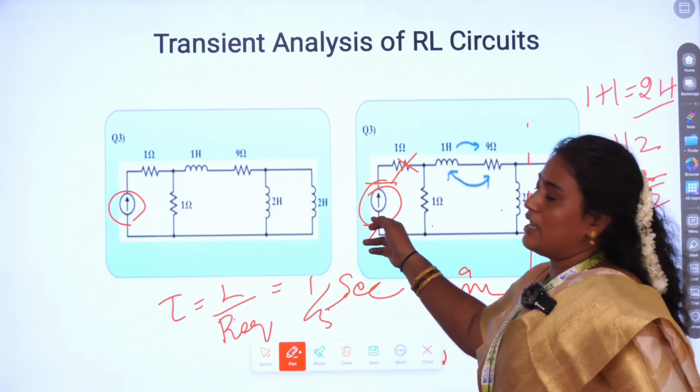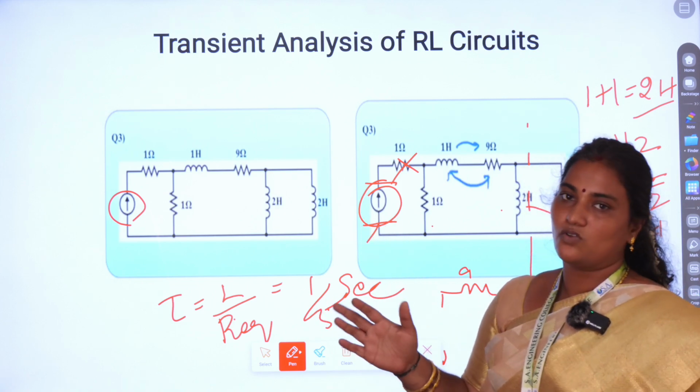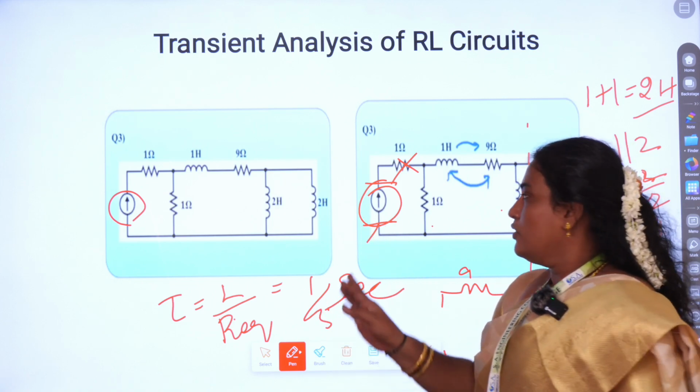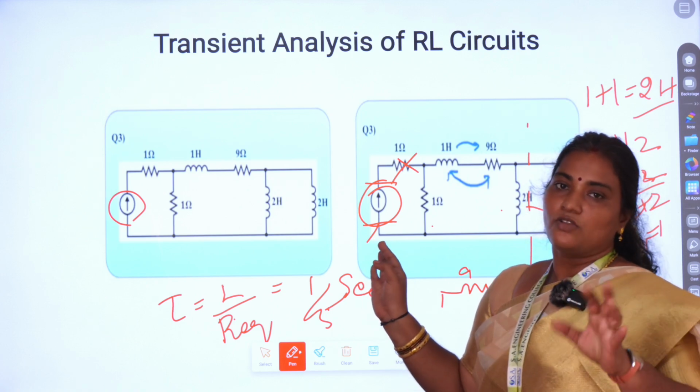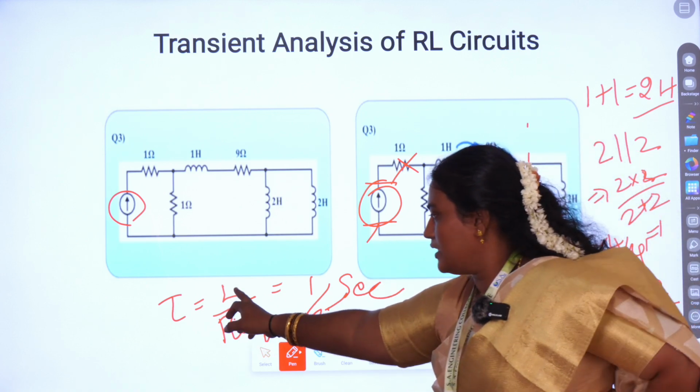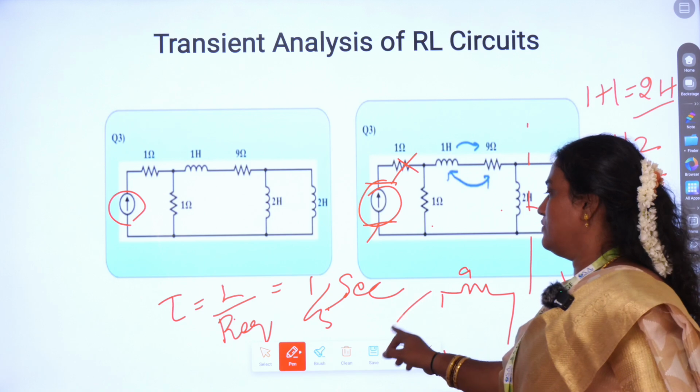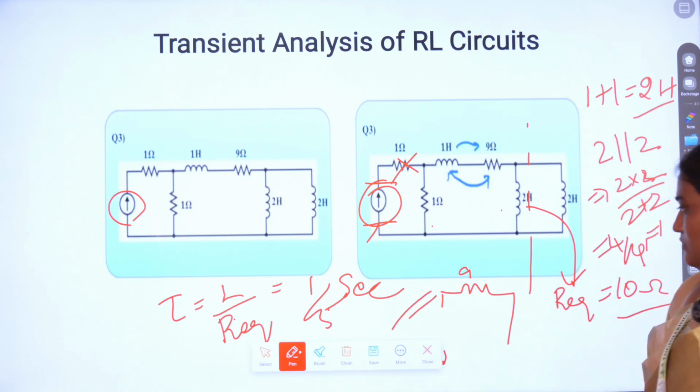But here you have a current source. Current source, you have to open circuit. You open circuit, you find out R equivalent and you find out what is the L. After that you substitute in tau, which is L by R equivalent. So your answer will be 1 by 5 seconds.